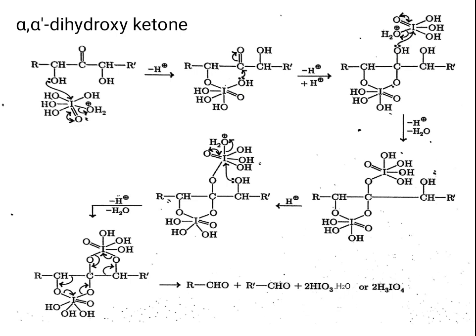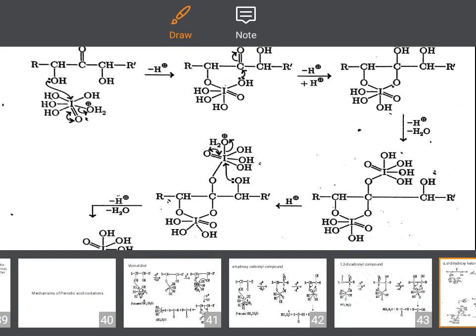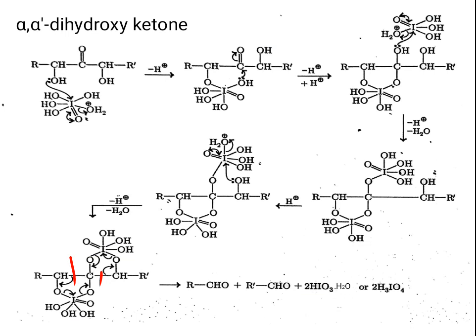And after that, this OH, here you can see, after this one, and thereafter this one. So this OH is attacking the iodine. So at last, two bonds will be broken. Here one C-C bond and another C-C bond. So two simultaneous bonds will be broken. So at last you will get an aldehyde, another aldehyde, and this H3IO4.